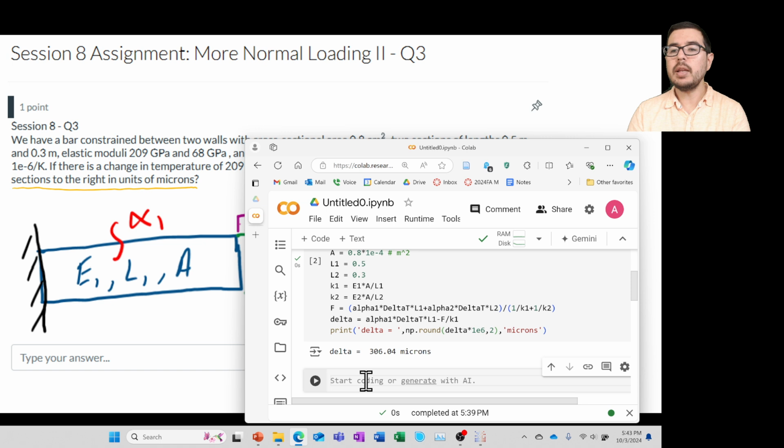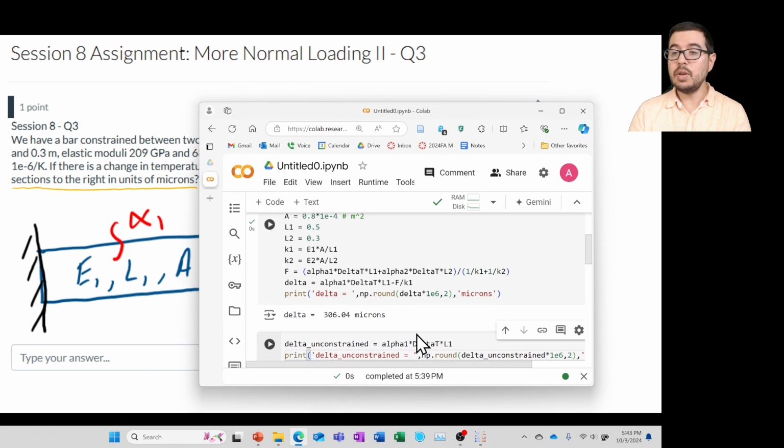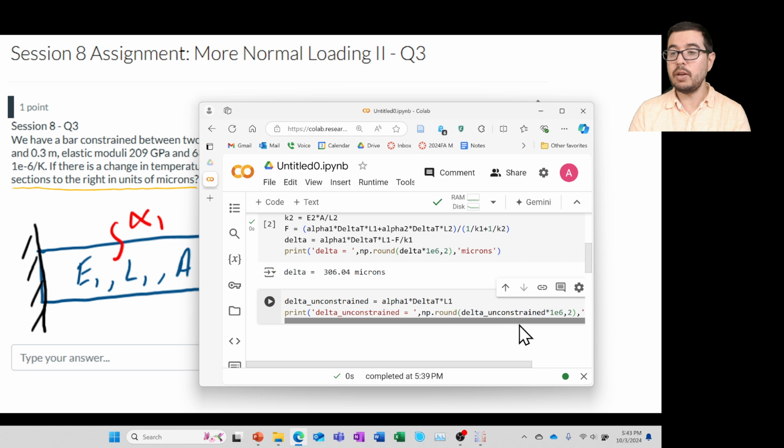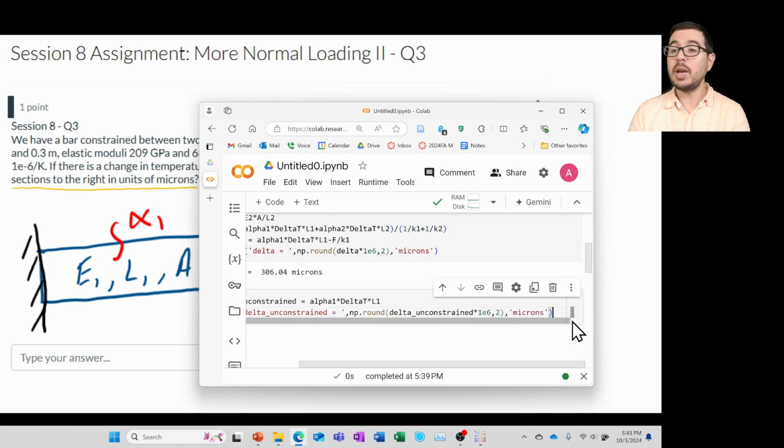Well, we can do that. Let's just say delta 1 unconstrained, so that if I ever look back at this, I don't get confused. All right, that would be, yes, that's the equation: alpha 1 times delta T times L1. Look at that, that's super slick and smart. And then it even knows I want to print this. Wow, Gemini, you're on fire. And yeah, it knows it's in microns too.